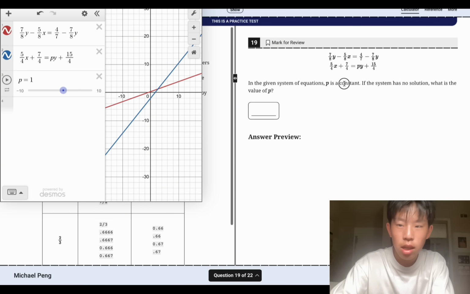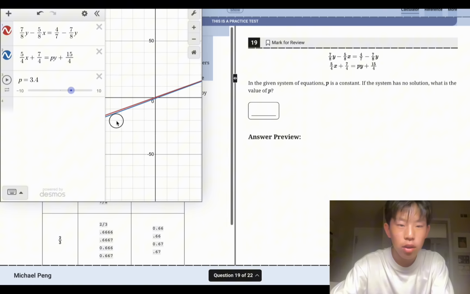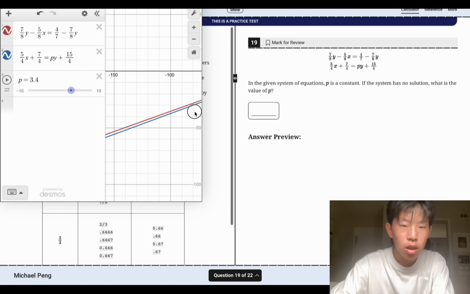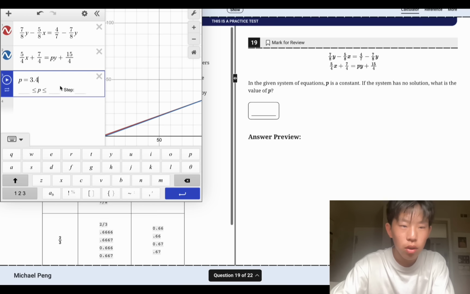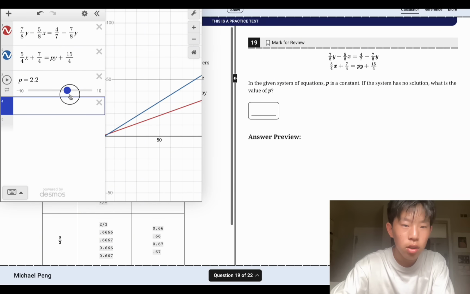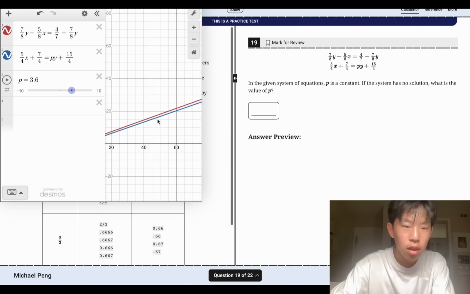This one says it has no solution, so you need to see which value makes them not intersect. If they intersect, that means there's a solution. I feel like it intersects right there. Okay, they do. So if you drag the slider and see when they intersect and when they don't, you should be good to go.